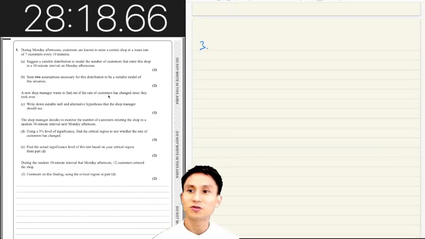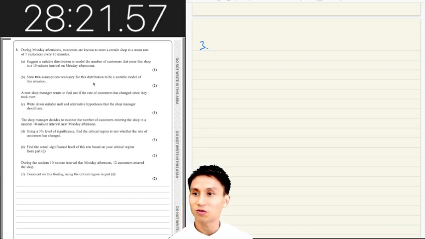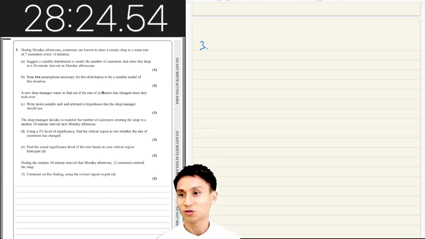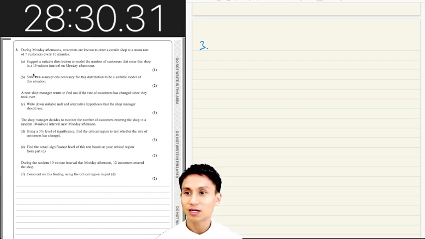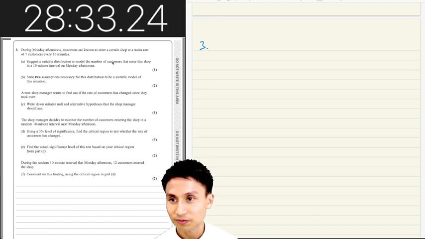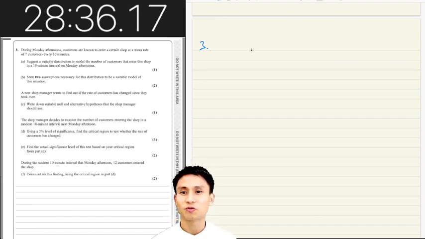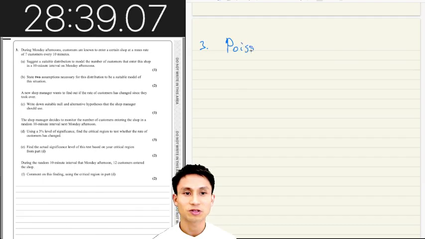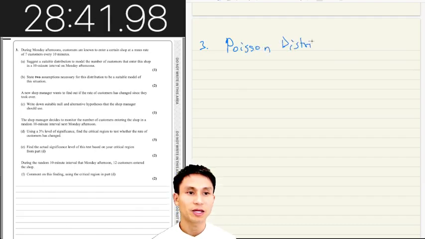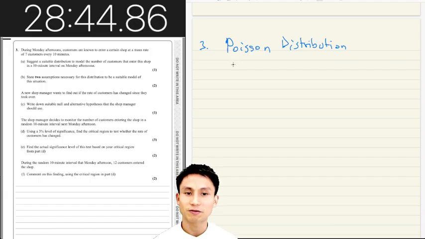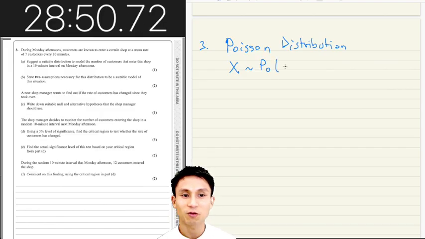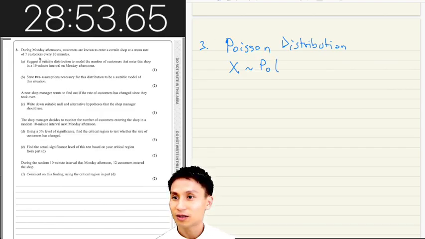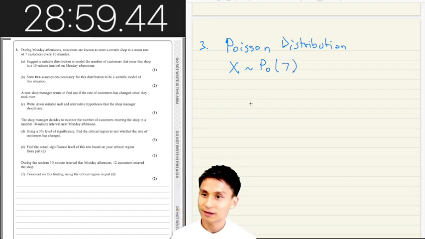Okay. During Monday afternoons, customers are known to enter a certain shop at a mean rate of that. Now, mean rate, kind of Poisson maybe, suggests a suitable distribution to model the number of customers that enter this shop in a 10-minute interval on Monday afternoon. Of course, this is a Poisson distribution. But normally, writing only that is maybe not enough. So we have to write X modelled as Poisson and suggest the lambda value. Here it is every 10 minutes, so the 10-minute interval would have the same lambda, being 7 there. Okay?